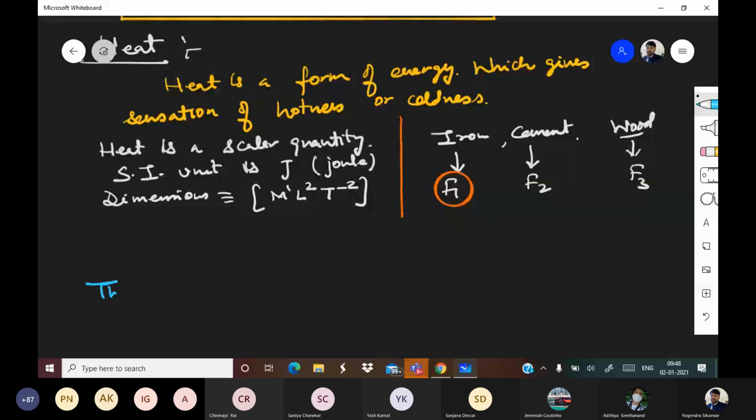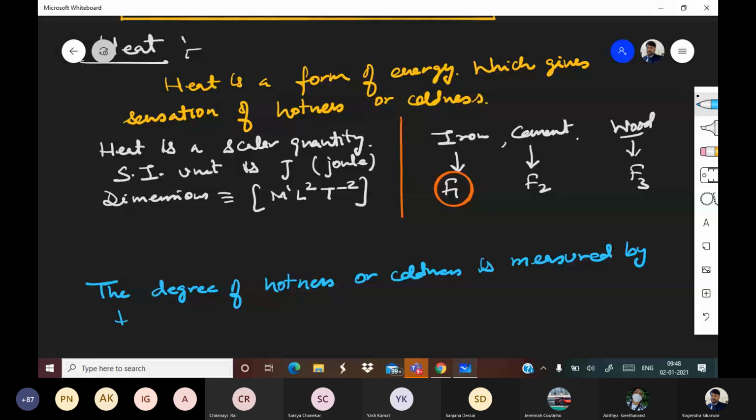The degree of hotness or coldness is measured by temperature. Okay. The degree of hotness or coldness is measured by temperature.